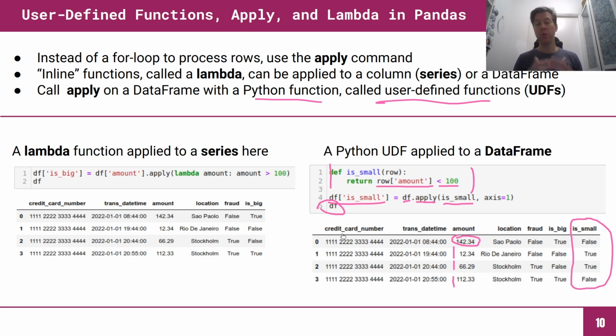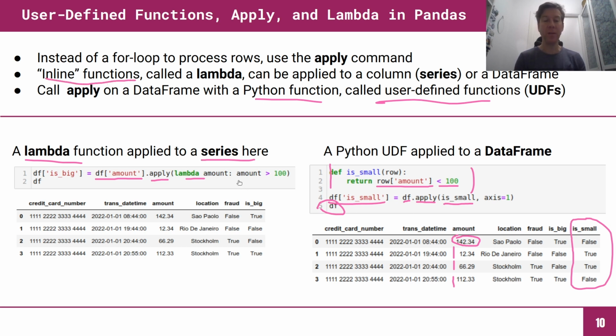Now this is a more verbose way of writing what we could have written with what we call a Lambda function applied to an individual series or column. So we could say, instead of applying to the whole data frame, just apply to the amount column, and we apply a Lambda function. So we're defining this function inline. So it's an inline function, a Lambda function.